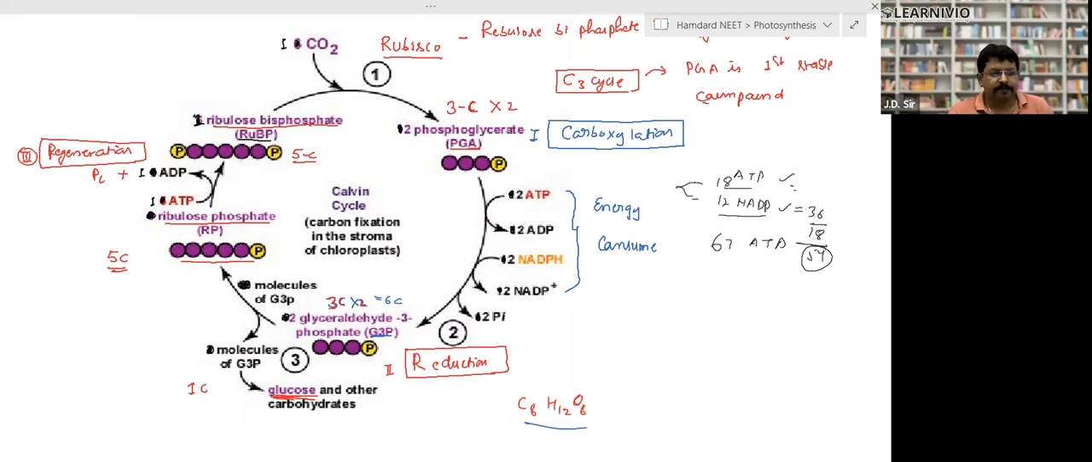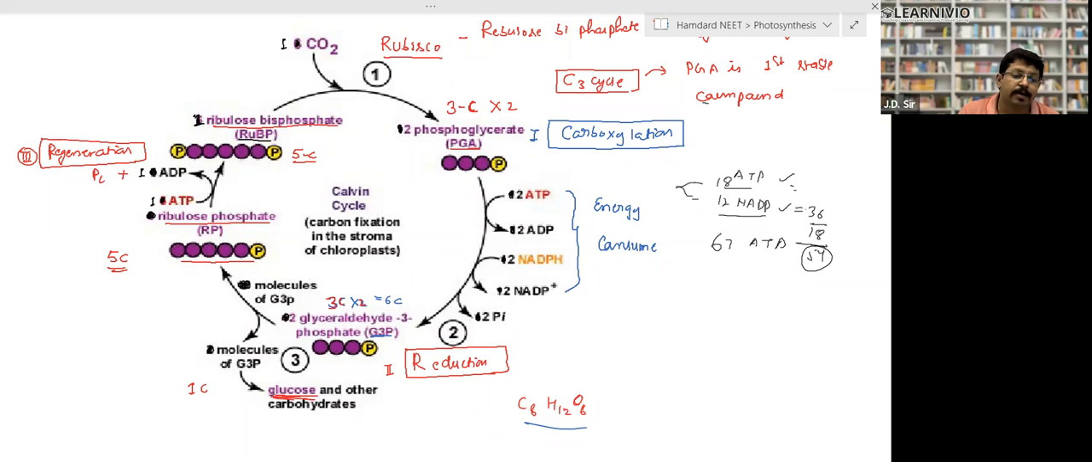So look, here there are 2 molecules of G3P, right? G3P, that is glyceraldehyde 3-phosphate. 2 molecules of G3P are formed, so there are a total of 6 carbons. Out of these 6 carbons, 1 carbon has been donated for the formation of glucose. Now from 6 carbons, 1 carbon is gone, so the remaining carbons are 5 carbons. Due to that, the formation of a 5-carbon compound takes place.